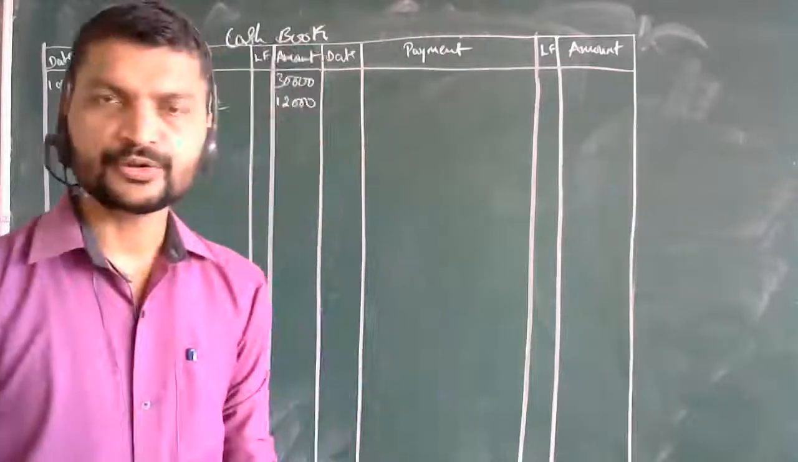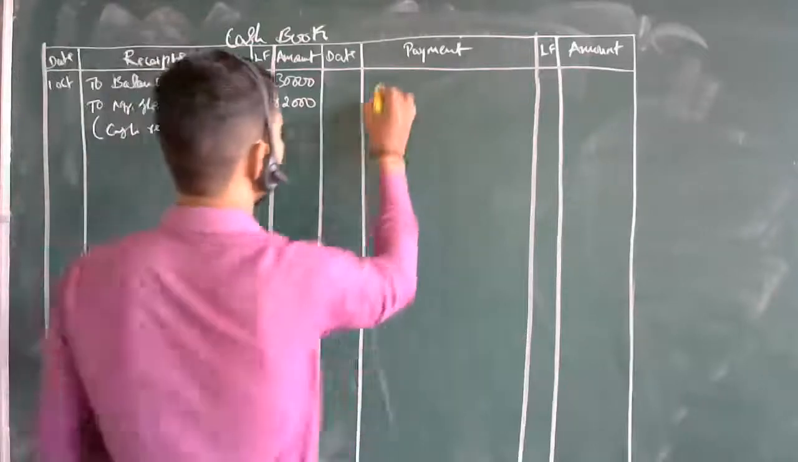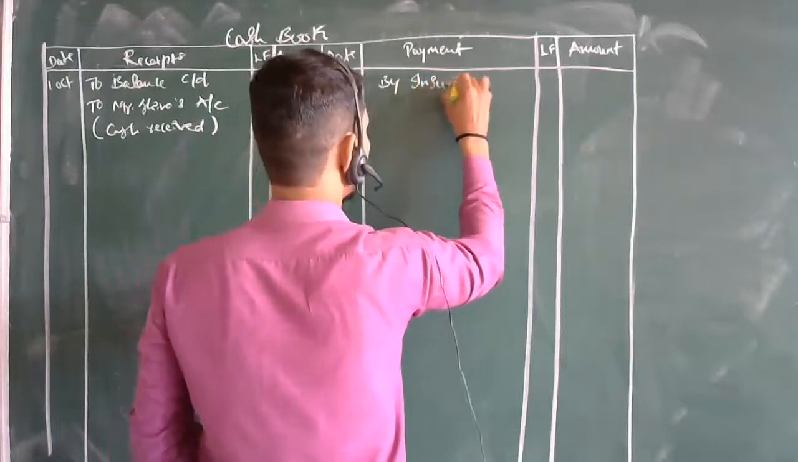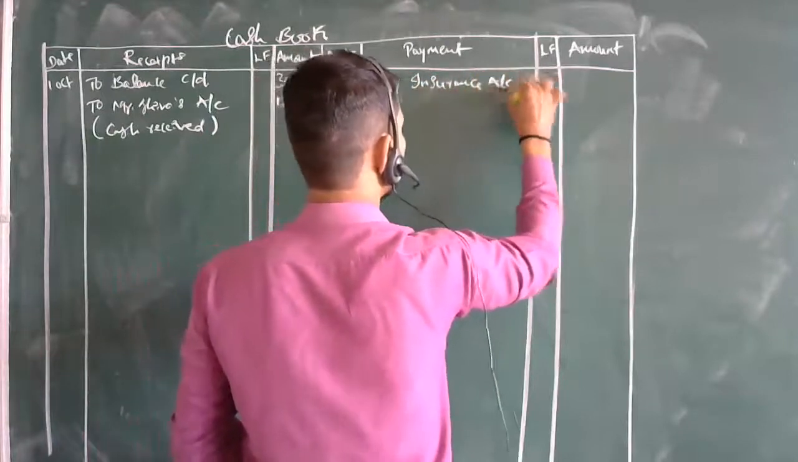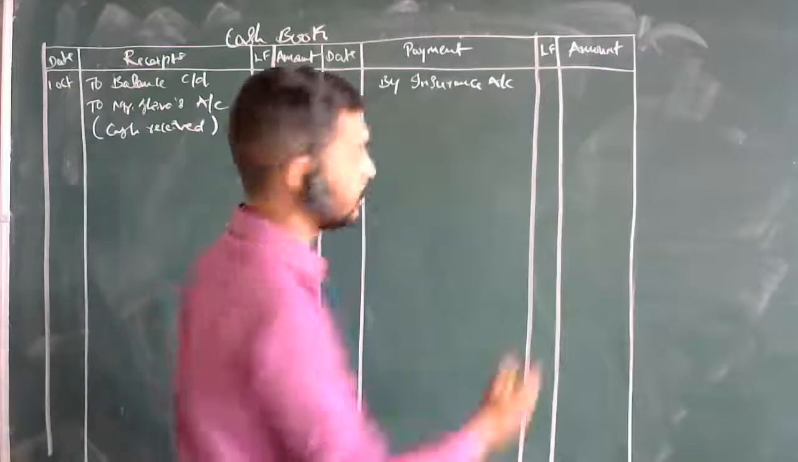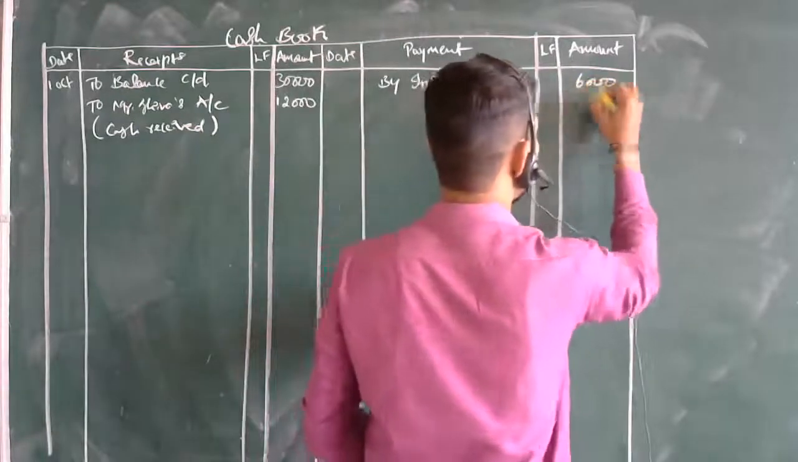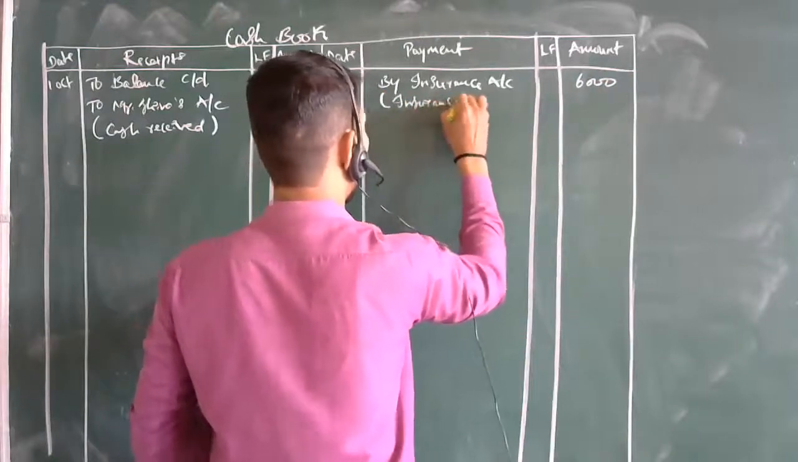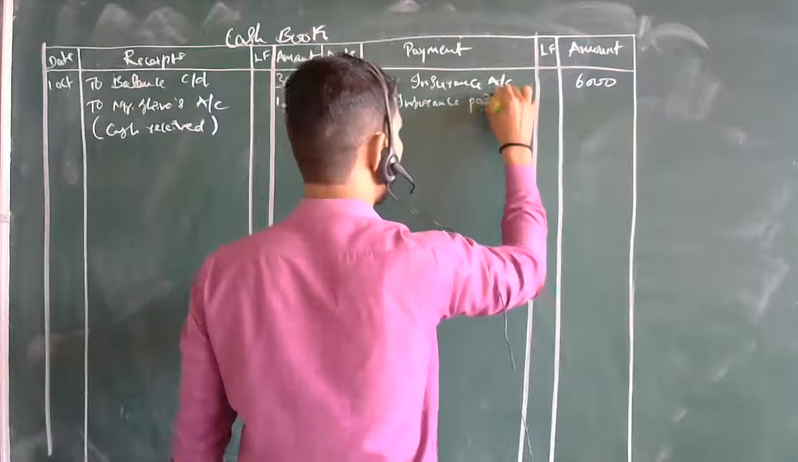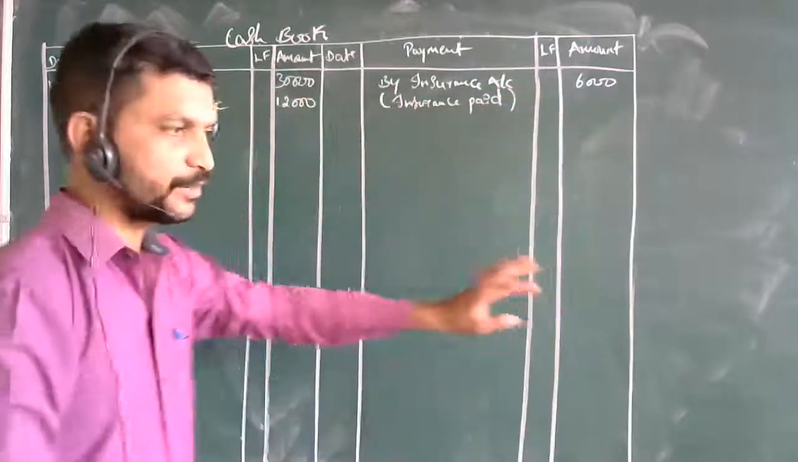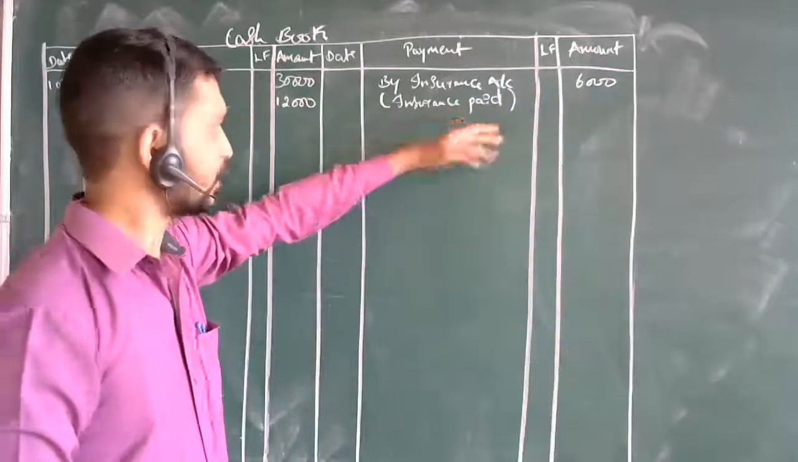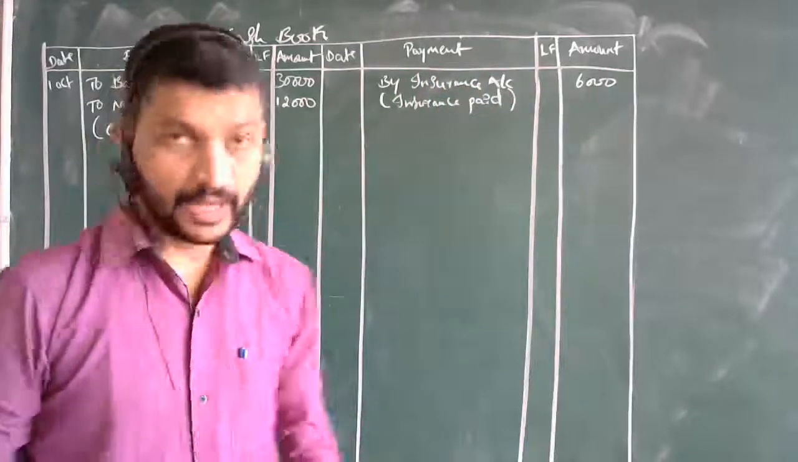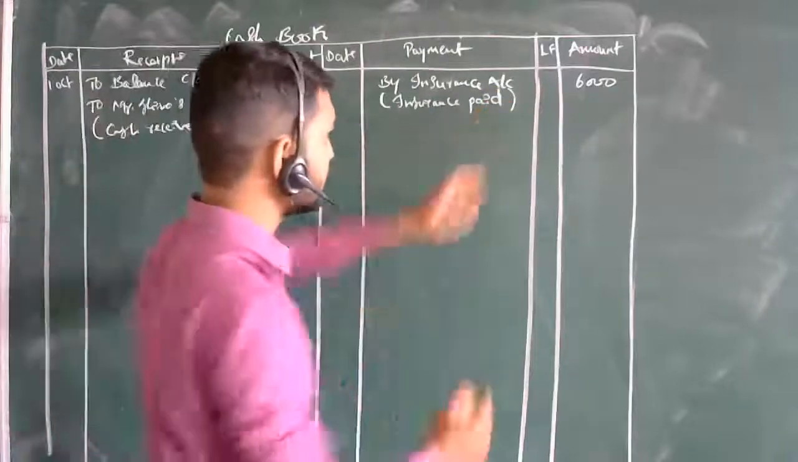Then the next one, insurance paid. You are paying the insurance, which means by insurance account. How much is it? The amount is 6,000. You can say here insurance paid. If you want, for understanding purposes you can write this part, or else you can go for this part. I am using the wording 'account'.